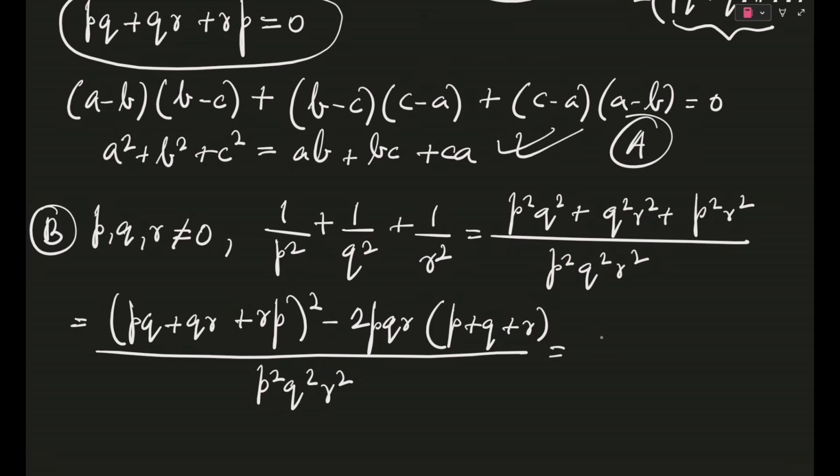Okay. So if we evaluate this, p square q square r square and stuff, this would actually come out to be s2 square minus 2 s3 times p plus q plus r, and p plus q plus r is obviously 0, right?